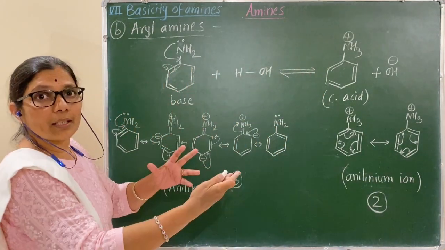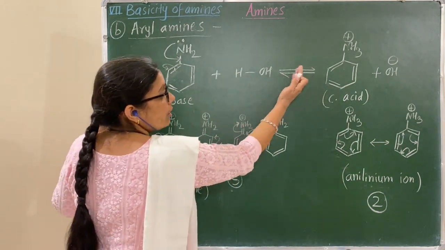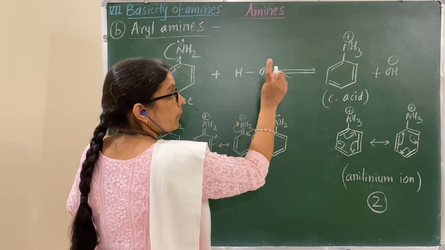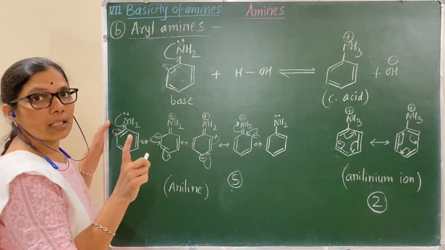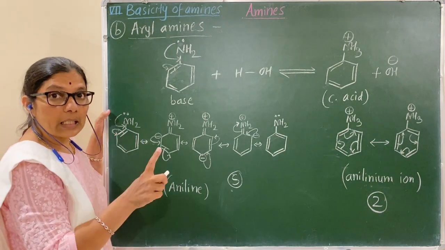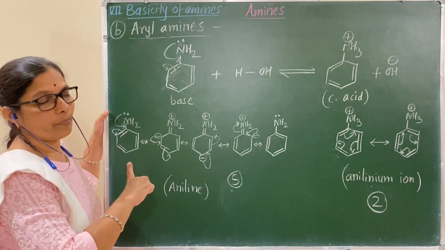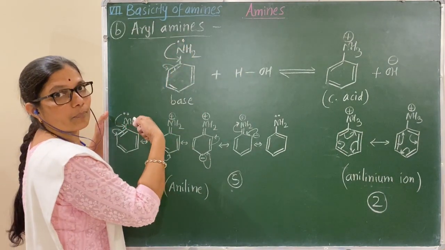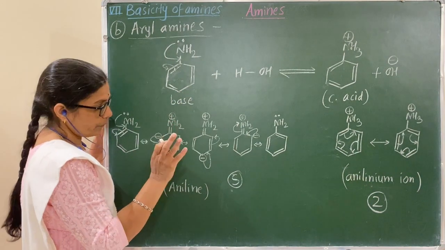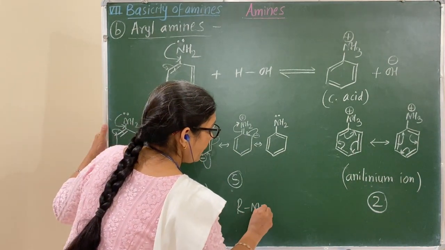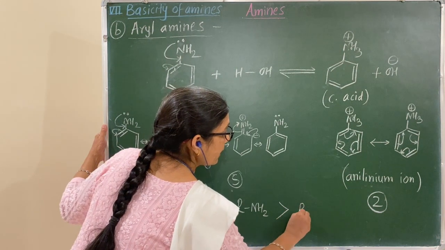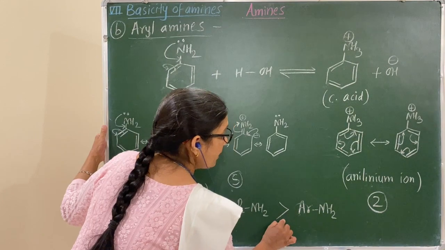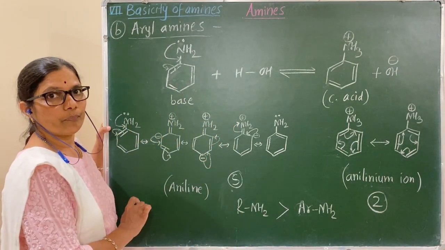The more stable the conjugate acid, the more stable it is. That is, it is less stable, therefore these aromatic amines are less basic than aliphatic amines. The lone pair is not available; it is less available to abstract a proton. It is involved in resonance. Okay, therefore here aliphatic amines are more basic than aromatic amines, or aromatic amines are less basic than aliphatic amines.